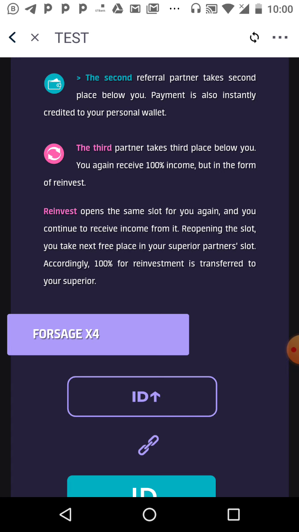Reopen the slot and take the next free places in the superior partner's slot. Accordingly, 100% of the reinvestment is transferred to your sponsor. You heard that? 100% of the reinvestment goes to your sponsor, your upline. Your upline might be somewhere in Chicago, wherever he is. He will just receive a lot of money, and that's where you receive a lot of money from other people too.